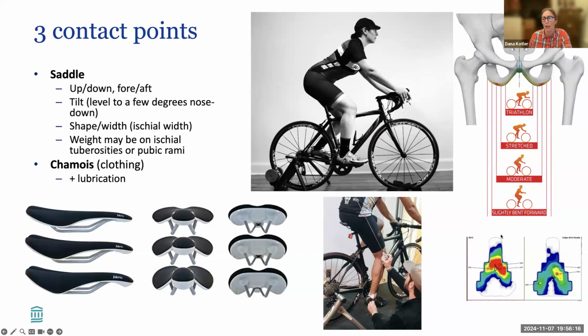Okay, so we talk about the contact points of the bicycle. The first one is the saddle. We can move the saddle up and down, and when you move it up, it's also moving backwards, just because it isn't traveling fully vertically. It's traveling kind of up and back.